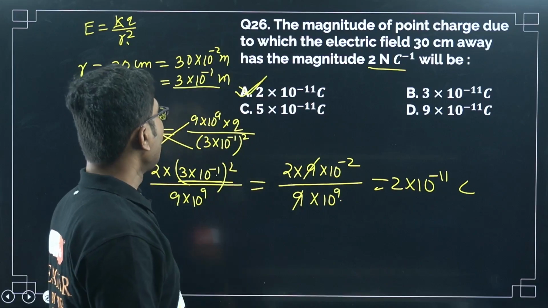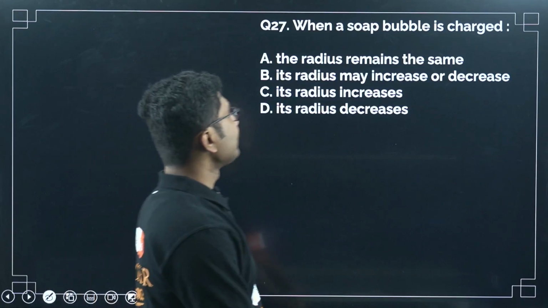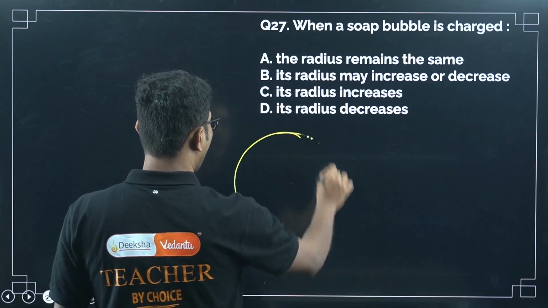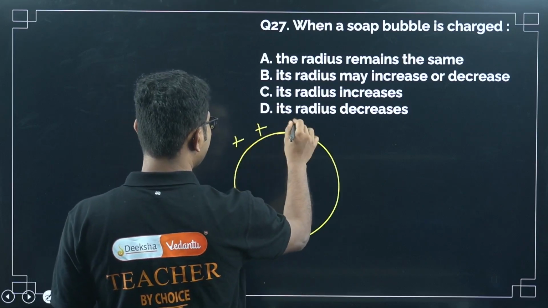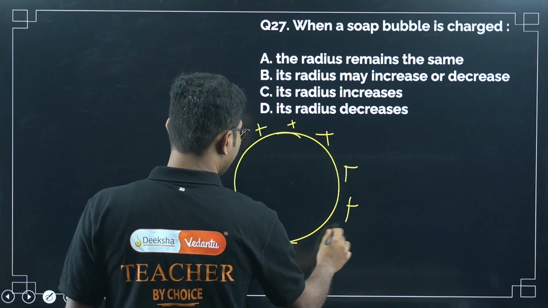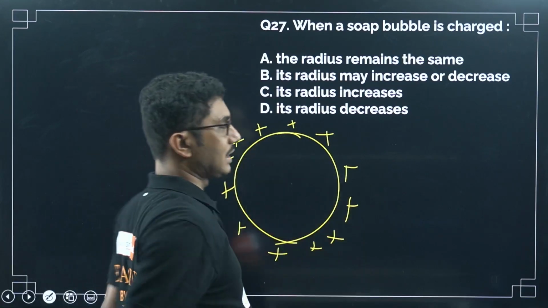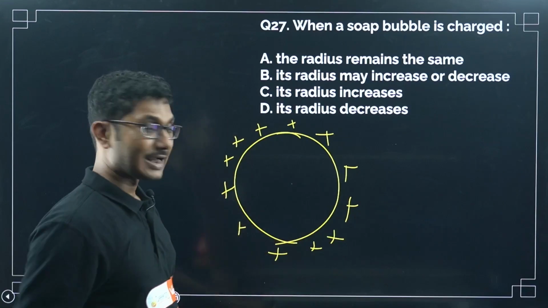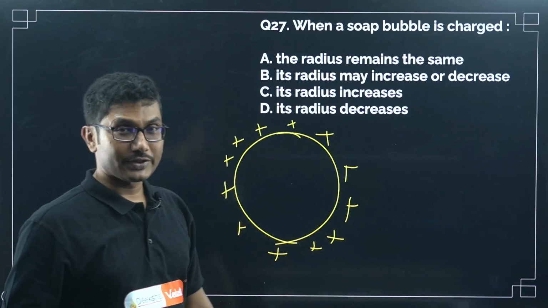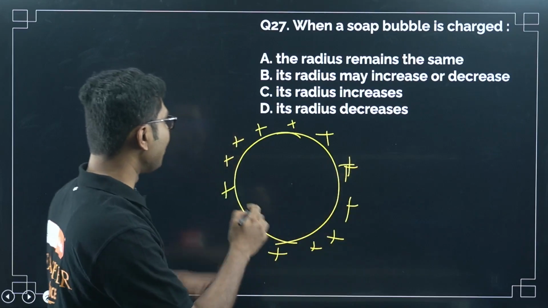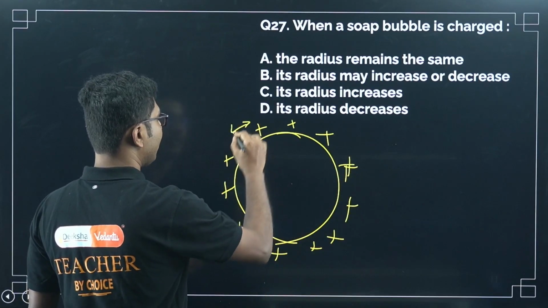Okay. Now when a soap bubble is charged, what will happen? When you charge a soap bubble, all the charges will reside on the surface, because inside there is air only. These charges will repel each other. Inside there is air, so air cannot have any charges. All the charges will slowly move to the surface. We know that charges reside on the surface, and then they will repel each other.